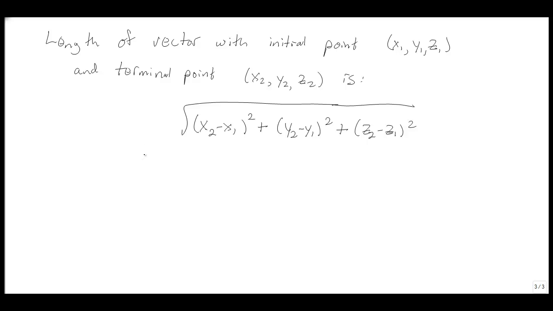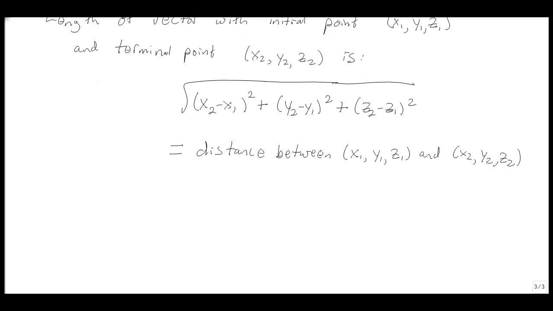But note that this is the same thing as the distance between the points x1, y1, z1, and x2, y2, z2. So really that distance formula we did for points really is the same thing as the magnitude of a vector if we look at it in the right way.